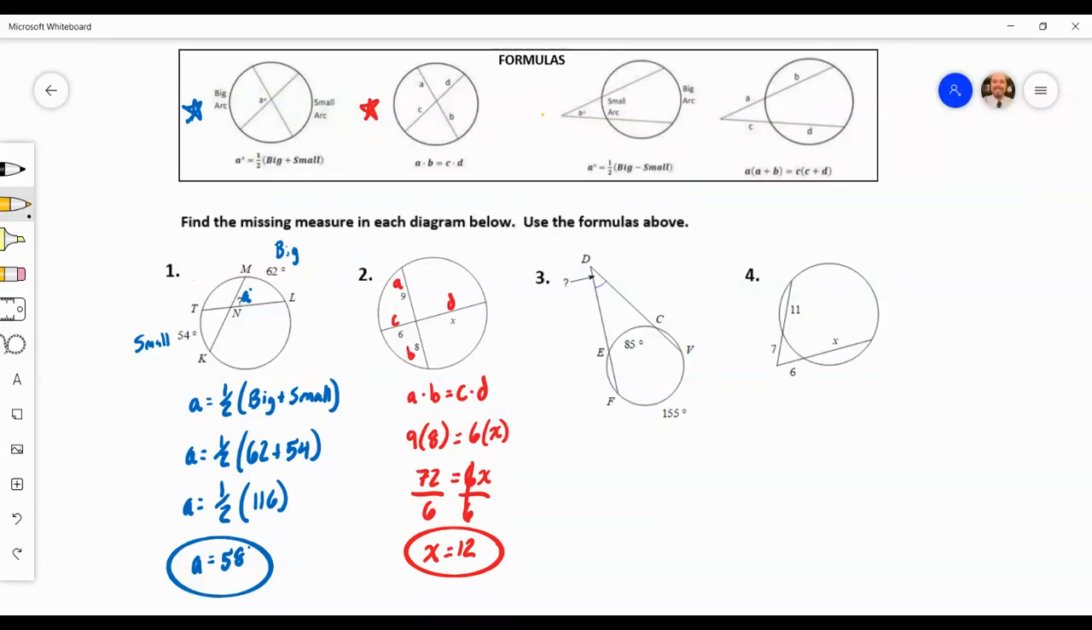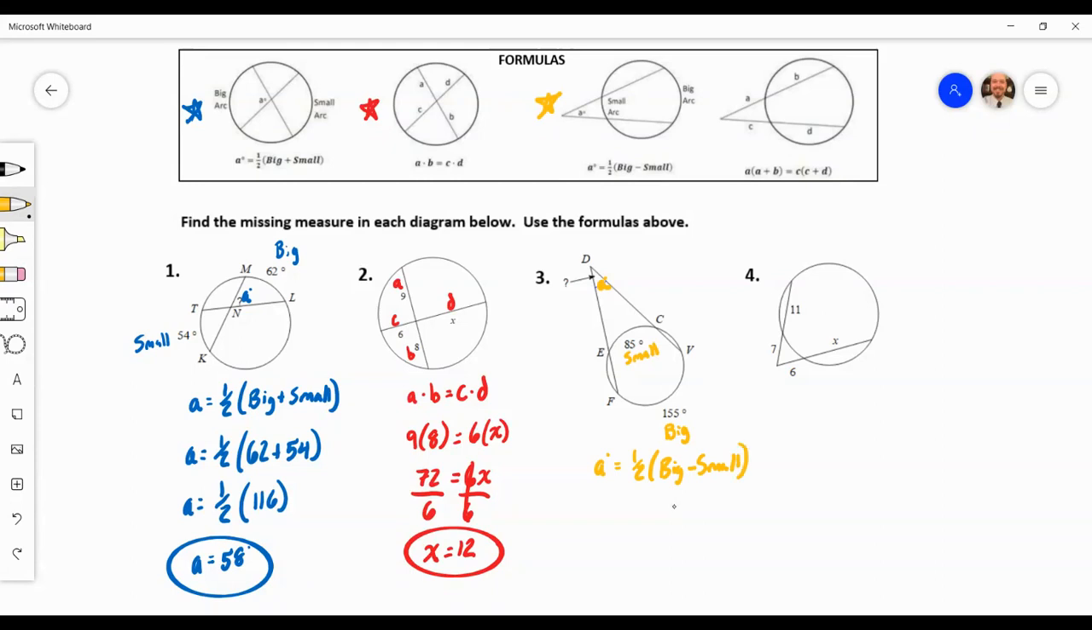In our third example, we'll use the formula that relates two secant lines and the arcs that are formed when the secant lines intersect outside of the circle. In this case, our big arc is a 155-degree arc, and our small arc is an 85-degree arc. And we're missing the angle formed here at the intersection. We'll call that A. Our formula is that A is equal to 1/2 the big arc minus the small arc.